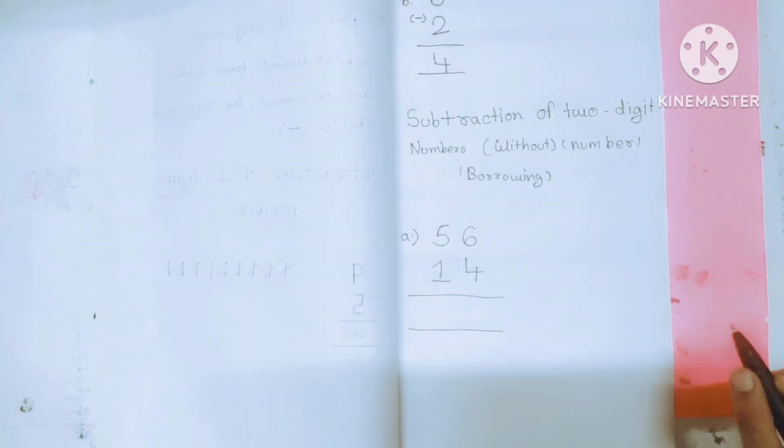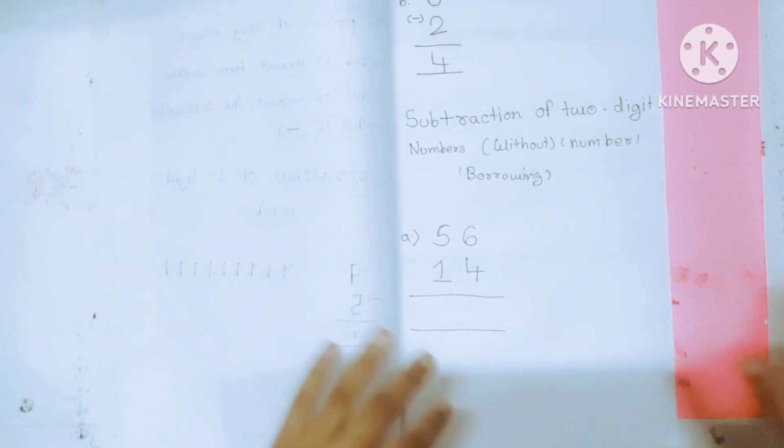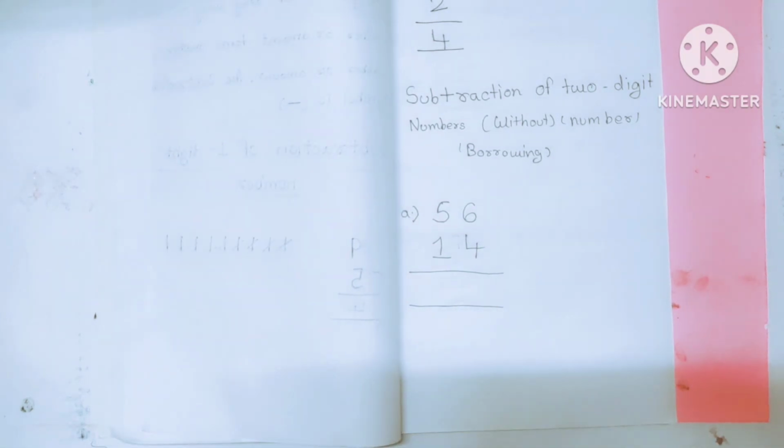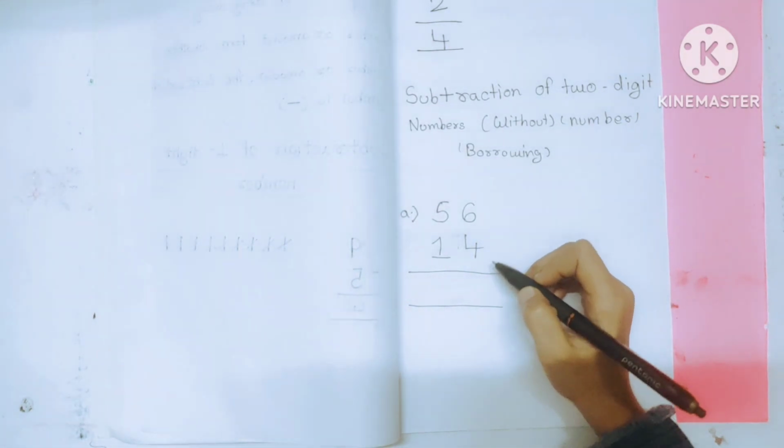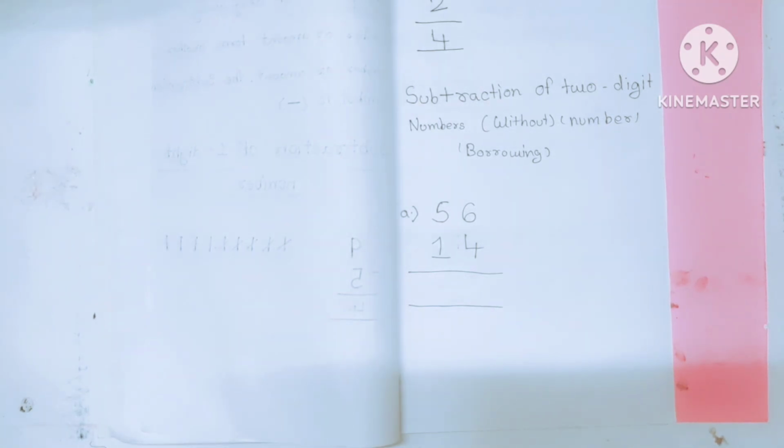So now let's go to the subtraction of 2-digit number, without borrowing. In this, we have to subtract 56 subtracted by 14. So let's get started.